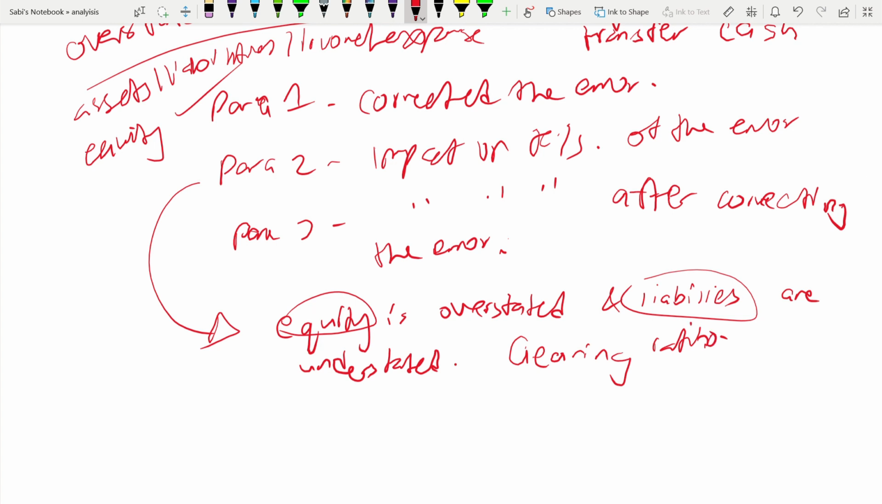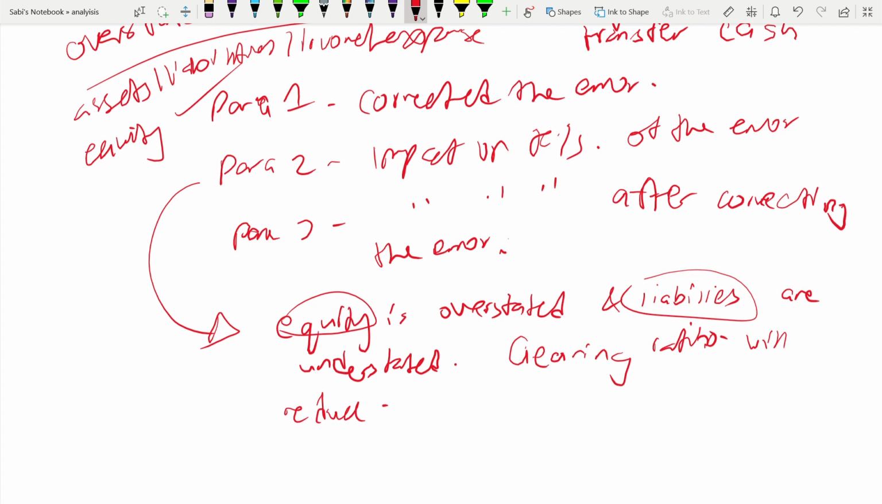Because gearing is what? Simply your debt divided by your equity. So you have your debt with you. Gearing ratio, you have to mention this ratio. So will the gearing ratio improve or become worse? Will it increase or decrease? It will improve the gearing ratio. Improve means gearing ratio will fall down. Gearing ratio will reduce. Why?